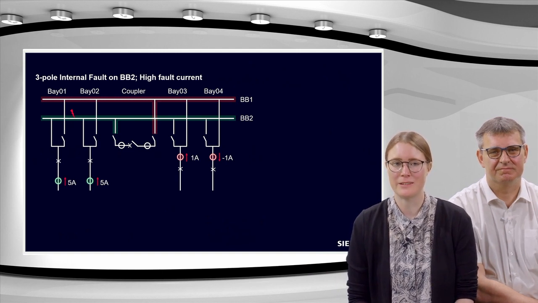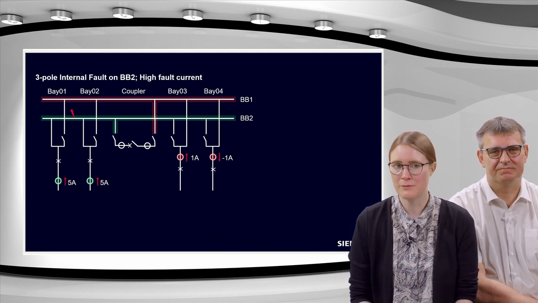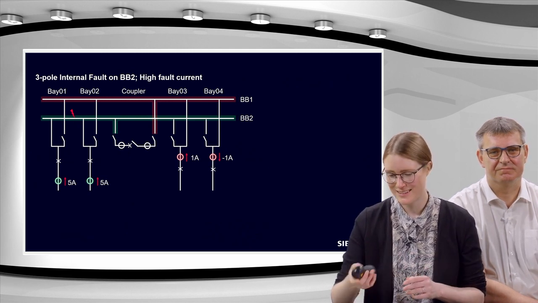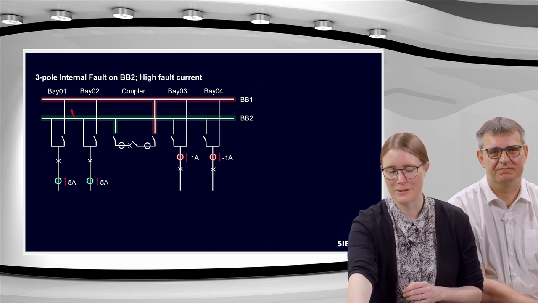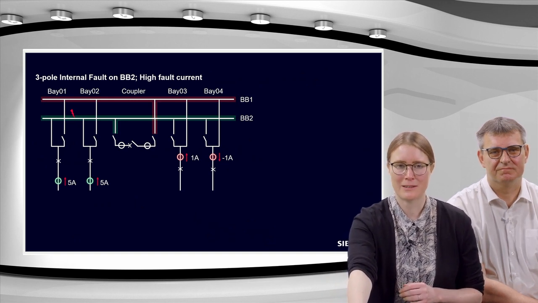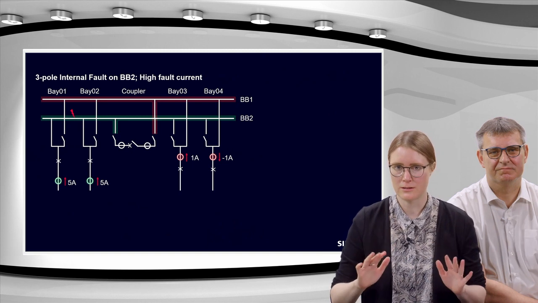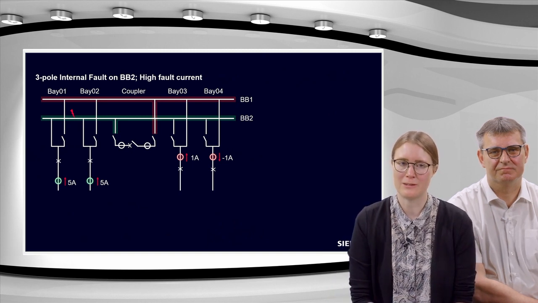So I increase the value here from 1 amp to 5 amp and turn the direction of the second CT around. So both currents are flowing towards the busbar now, and for busbar 1, everything is still stable. So we only want to simulate a fault on busbar 2.